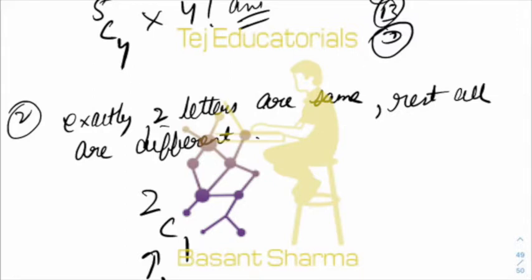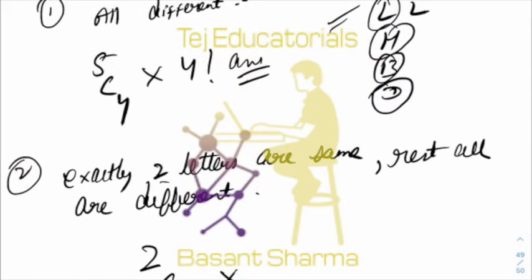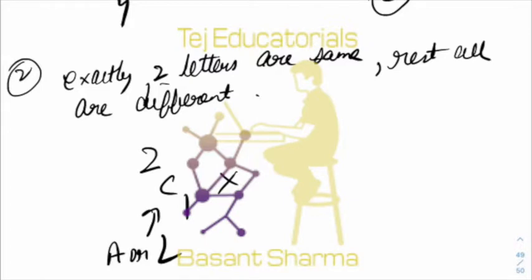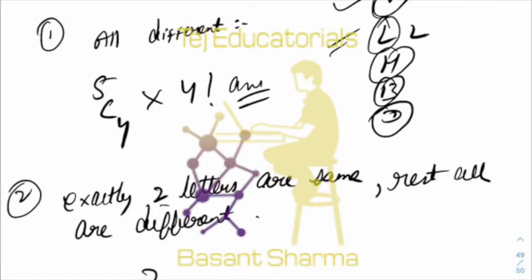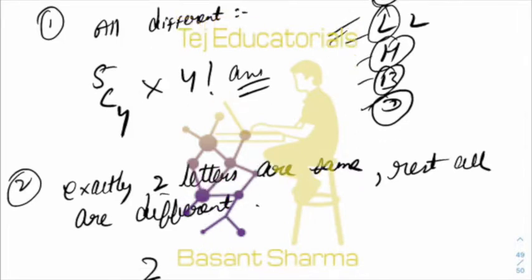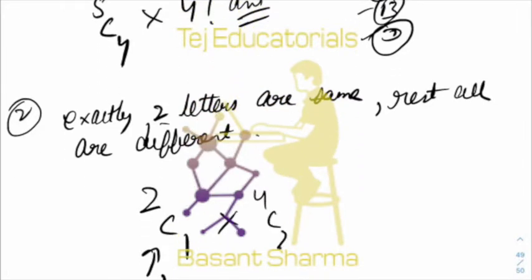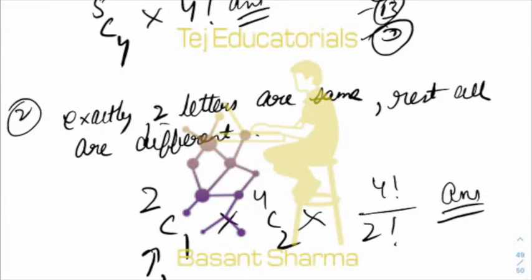Once you have selected A or L, suppose you have selected A, then you have 1, 2, 3, 4 letters left. Select any 2 out of them. And then in how many ways can you arrange these 4 letters that you have obtained? 2 of them are alike, so 4 factorial upon 2 factorial. So that is your answer.